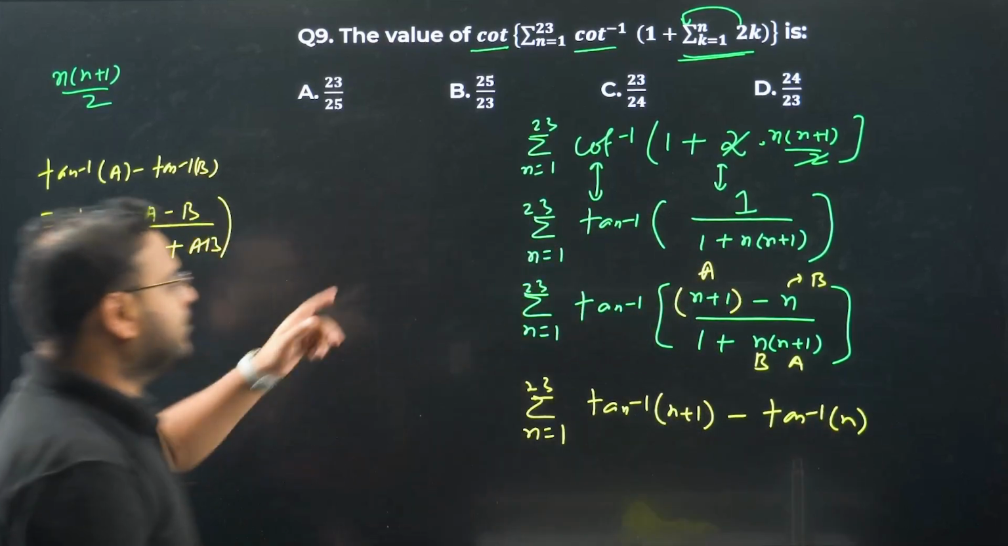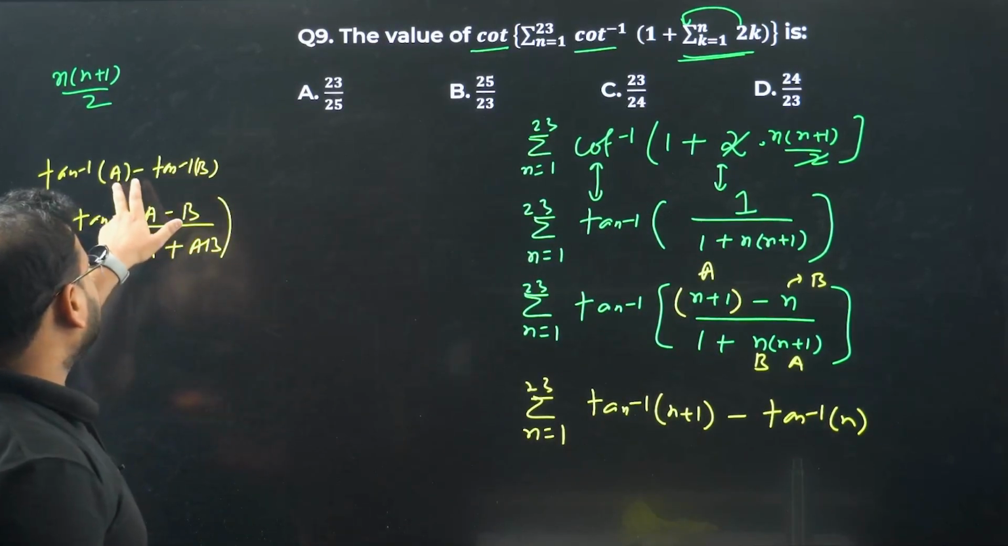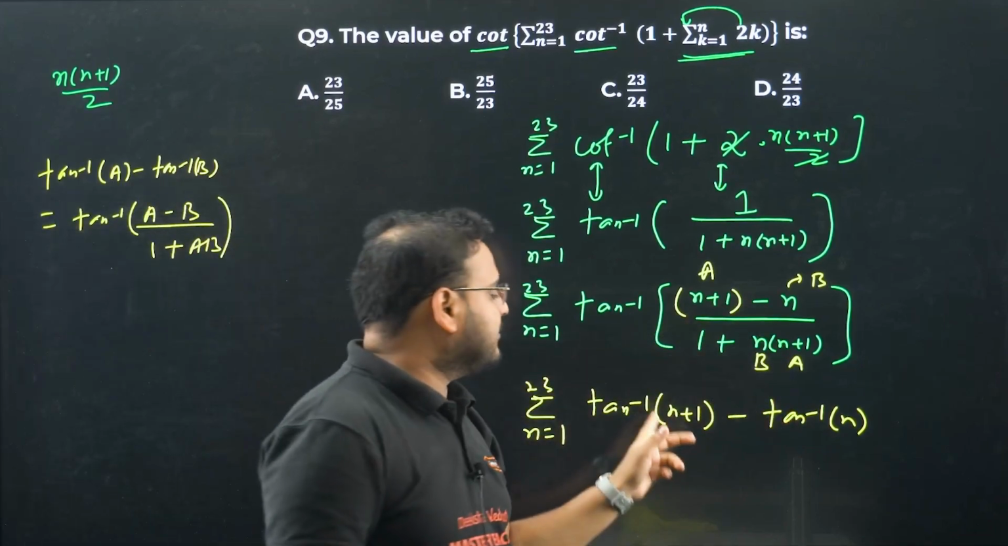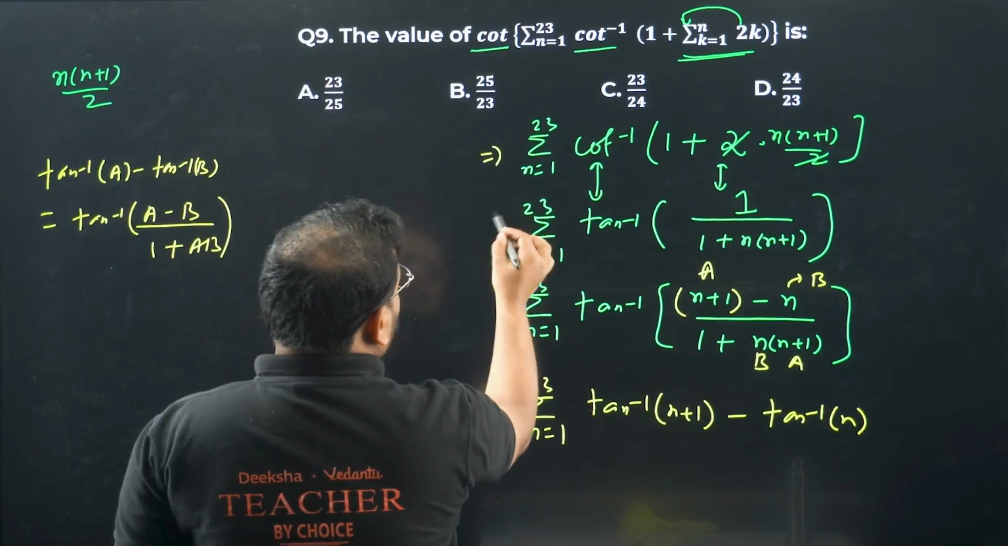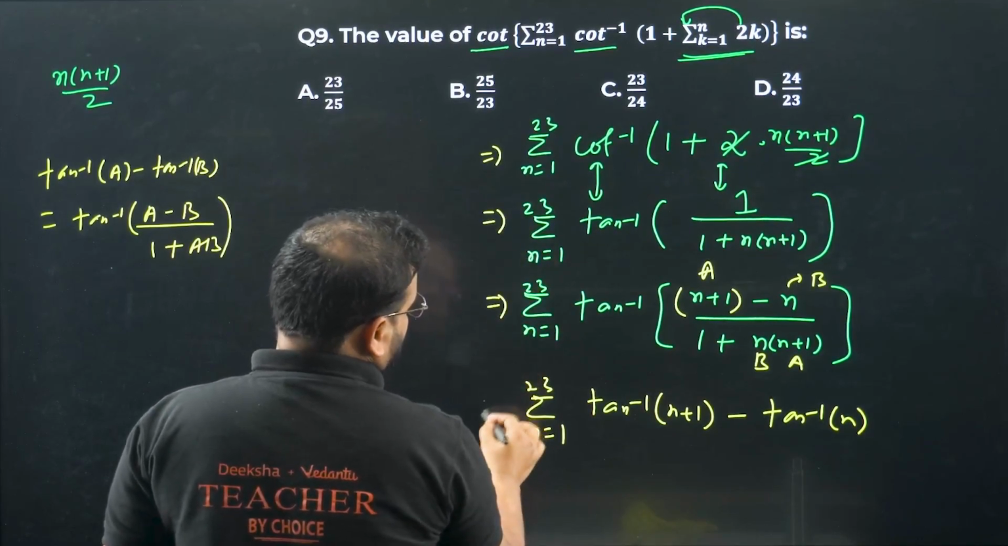Same formula I'm using over here. A is n plus 1 and B is simply n. Tan inverse of n plus 1 minus tan inverse of n. The steps are clear. Okay. Now check this out.